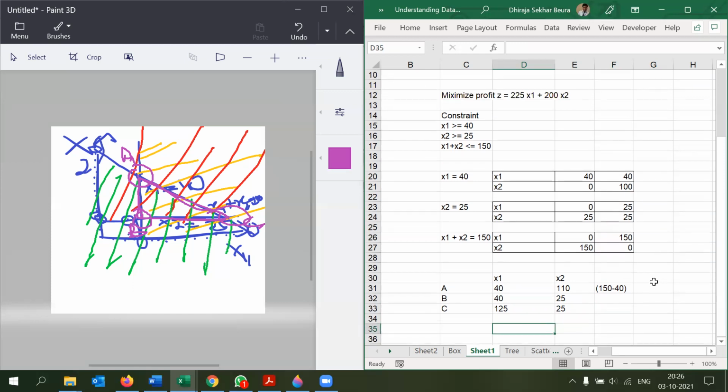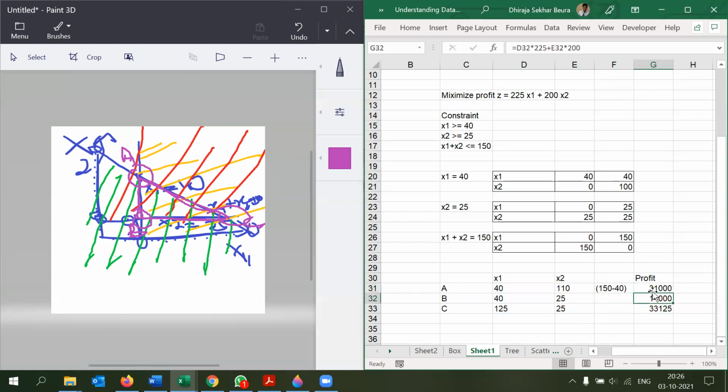Now, once you have written this, the next step is to find out the Z. What is Z? The profit. You have X1 and X2, and you know the equation here, 225 X1 and 200 X2. You can find out the profit, right? Correct. Very simple: X1 times 225 plus X2 times 200. Makes sense? Now I'll just copy that formula.